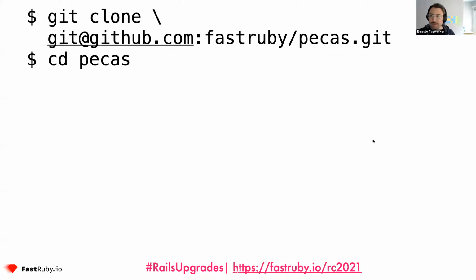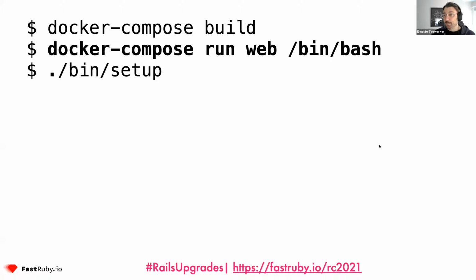Okay, so our sample application is a small Rails 4.2 application called Pecas. Pecas is a leaderboard Rails app for the Noco time tracking service. You can clone it, it's open source, so you don't need any sort of permissions, just clone it and CD into it. Then you're going to build the container with Docker Compose. And that's going to take a few minutes, depending on your internet connection.